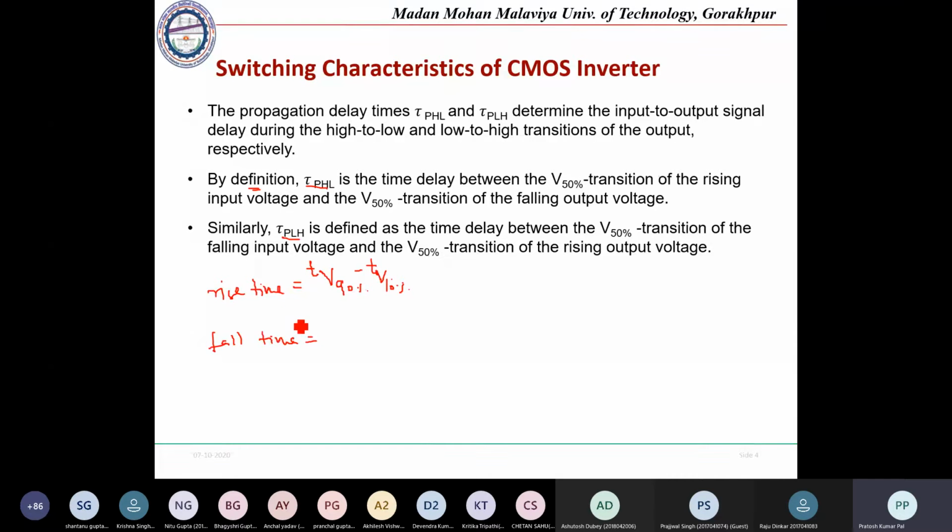Similarly, the fall time means it starts at 90%, at the high value, and it is going to switch to the low value. So it will be whatever time it takes to reach 10% from the time it has been at 90%. Okay, so this will be your rise time and fall time.